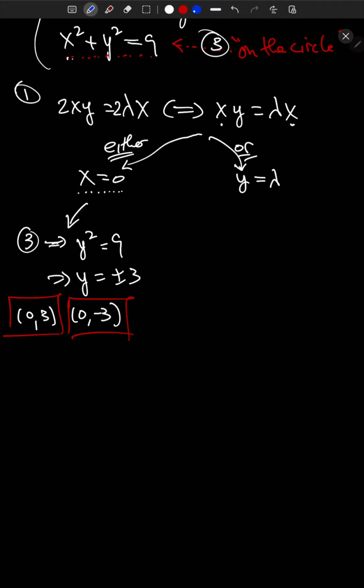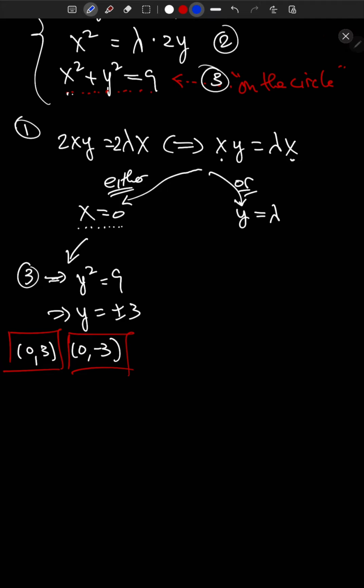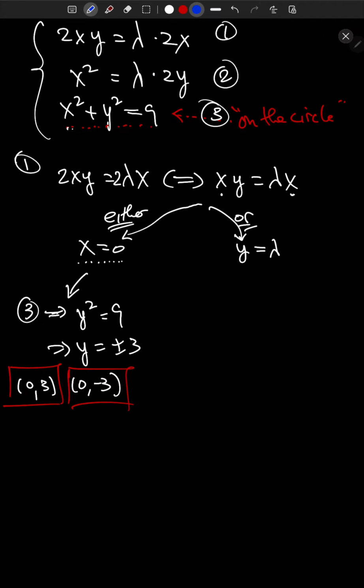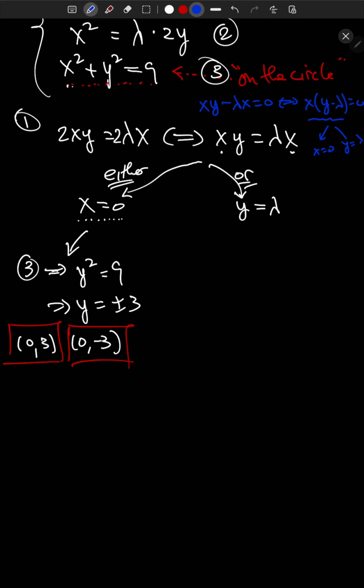All right. And if you want to avoid that mistake, one thing you can do if you want to be really disciplined about it is, anytime you feel like you want to cancel, don't actually cancel. Throw everything to the other side. So this is the same as xy minus lambda x equals 0. And then you pull out the x's: x times (y minus lambda) equals 0. And then we're all used to, when we see this, that we have two solutions, x equals 0 and y equals lambda. All right? So you could do that if you feel like you might make a mistake.